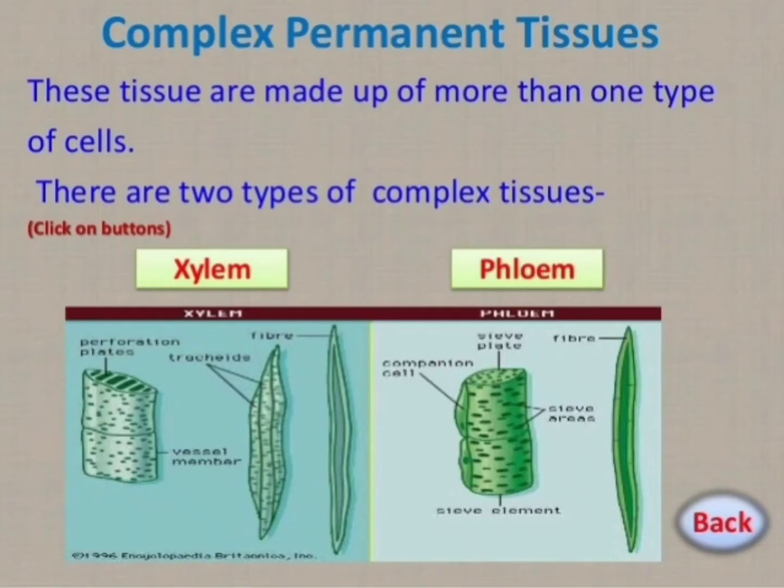So these tissues are made up of more than one type of cells, and as they have a complex structure, they are so named. The two types of complex permanent tissues we have in the plant are xylem and phloem. Xylem is basically transporting the water and minerals from the soil to the leaves. And now, what about the phloem tissue?